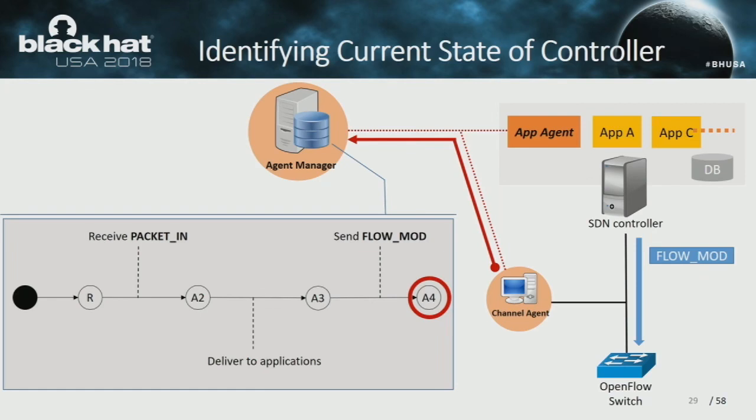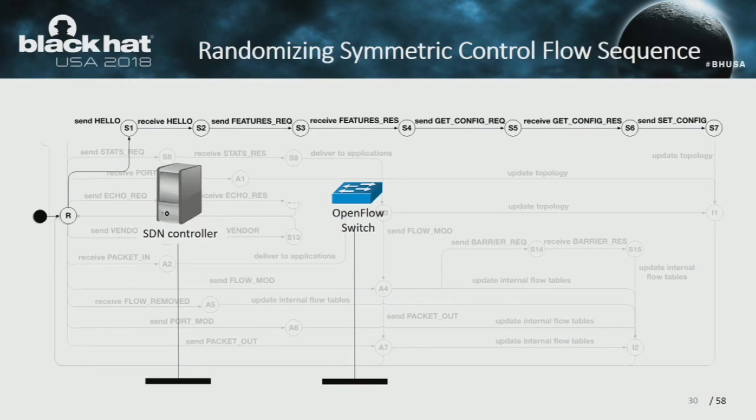So the point here is that in Delta, the channel agent collaborates with the application agent to identify the current controller state. And next, let's have a look at how Delta randomizes the flow sequences and the input values. One example SDN operation that involves symmetric flow sequences would be a handshake process between the controller and the switch. According to the OpenFlow specifications, this operation should experience a total of 7 state transitions from state R to state S7, as shown in this figure.